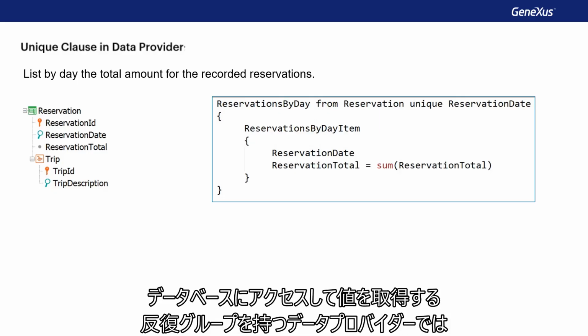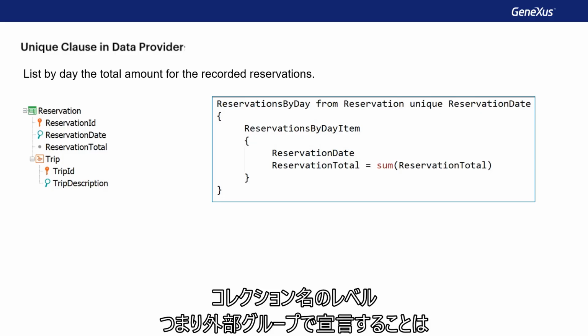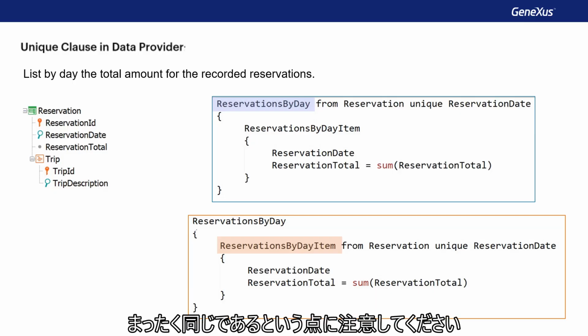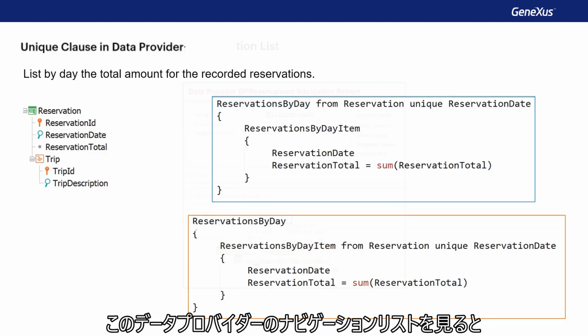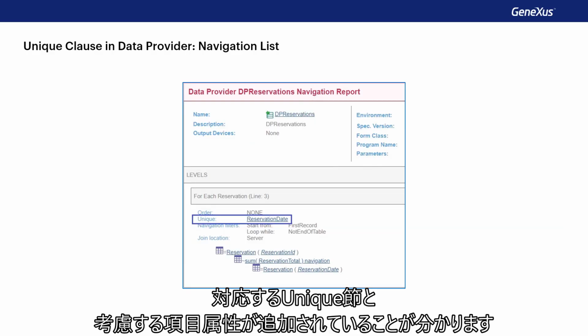It should be noted that in a data provider that has repetitive groups that access the database to retrieve values, declaring the base transaction and the where, order, unique, etc. clauses at the level of the collection name, in other words, the external group, is exactly the same as declaring them at the level of the collection item name, in other words, the internal group. If we look at the navigation list of this data provider, we can see that GeneXus adds the corresponding unique clause with the attribute to be considered.